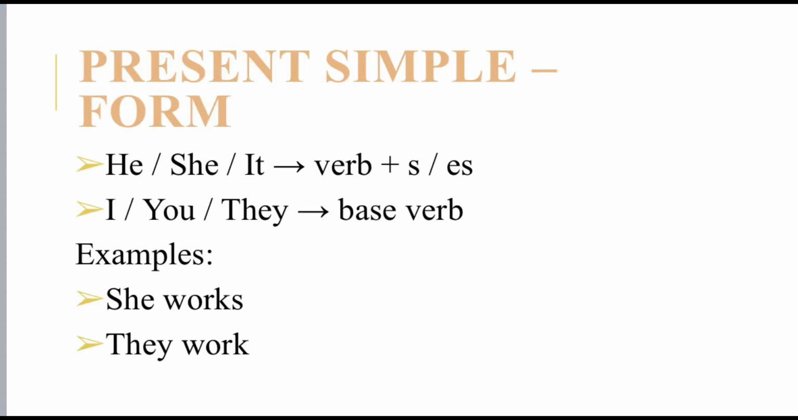Let's start with the present simple. The form is very easy. With I, you, we, and they, we use the base form of the verb. For example, I work, they play. But with he, she, and it, we add s or es. He works, she watches. So remember, only with he, she, it, we add s.